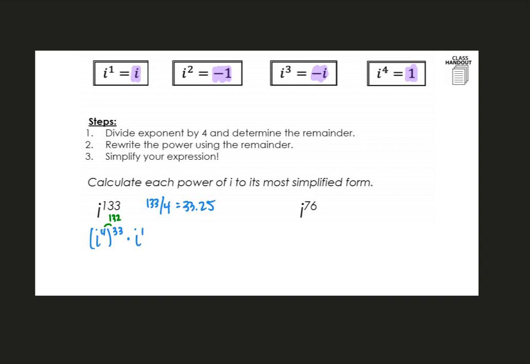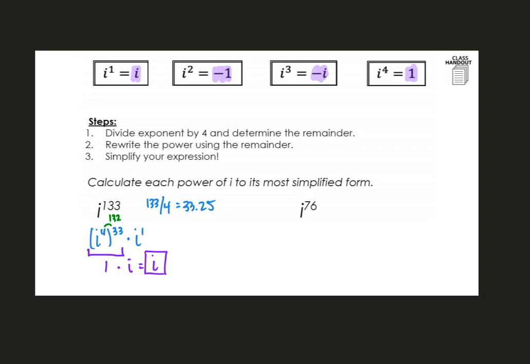to the first power. So the whole reason for doing that is because this whole term simplifies down just to 1, since we know that i to the 4th is equal to 1. And then we know i to the first is just equal to i. So this just becomes 1 times i, which is equal to i. So i to the 133rd power simplified down is equal to i.